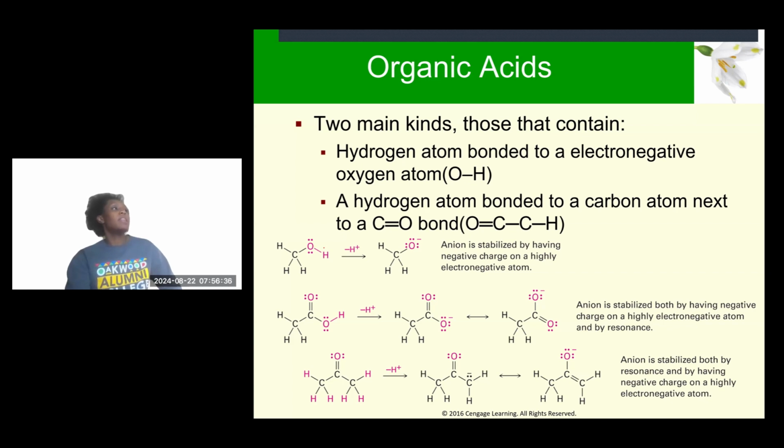So when this proton leaves, this right here is going to create a negative charge, and because oxygen is very electronegative, it will stabilize it. Also, if the hydrogen leaves, not only is this oxygen stable, but because of delocalization, it stabilizes it even more. And so this is the one that was the most acidic. Whenever you have delocalization, we know that that's a very strong acid.